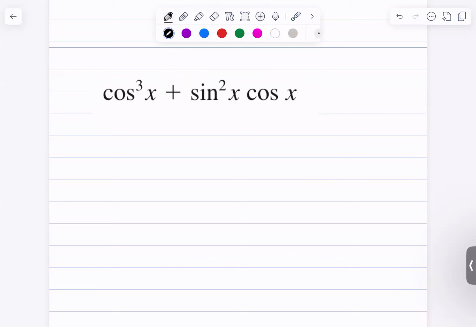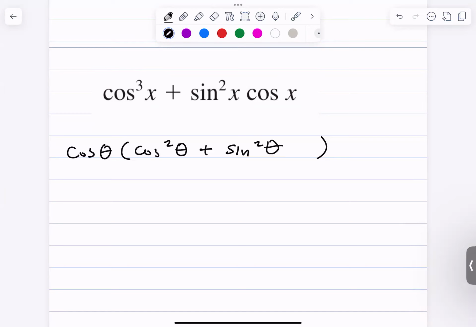So I can take out a cosine because they are similar, right? They belong to both terms. So if I pull it out, I have cosine squared plus sine squared. What is cosine squared plus sine squared? 1. So this one is just cosine. Yeah. We're just using basic algebra skills to get it. Okay.